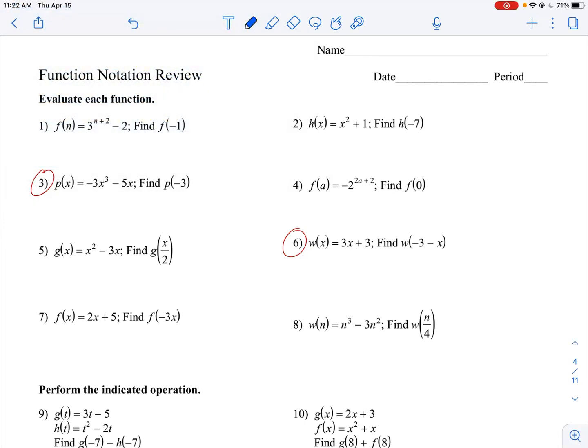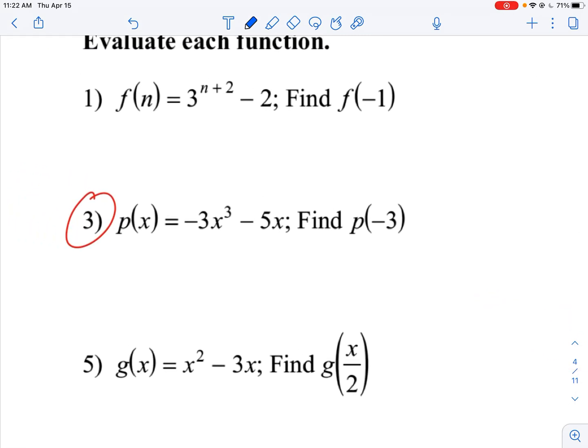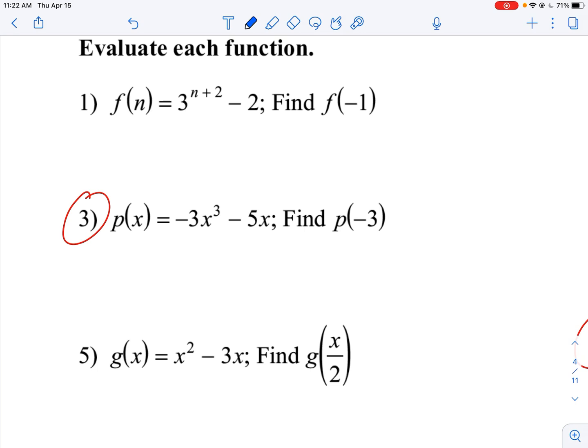All right, so let's dive right into this review on function notation, which involves evaluating functions. This is going to be pretty short. You just need to remember what this function notation means. Something like this is pronounced p of x, and this does not mean p times x. That is wrong. Please don't ever think that.